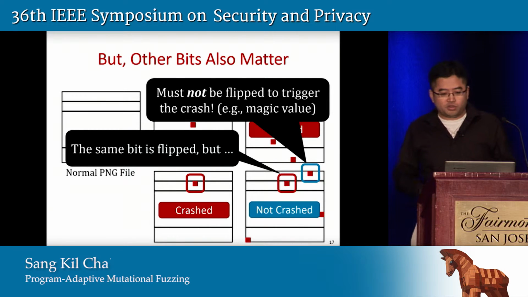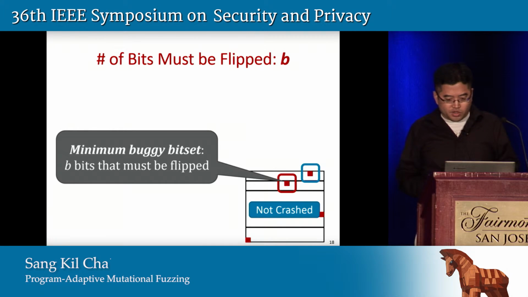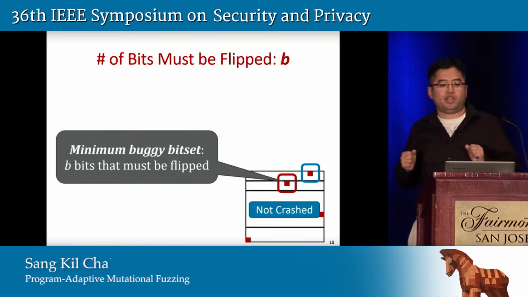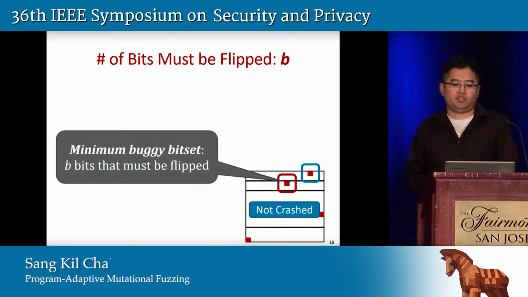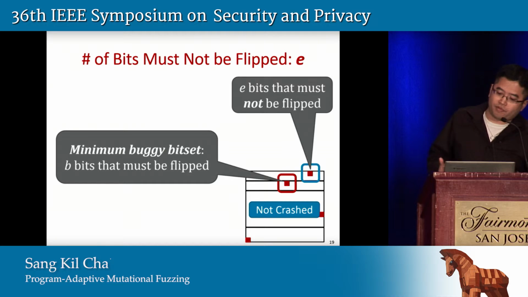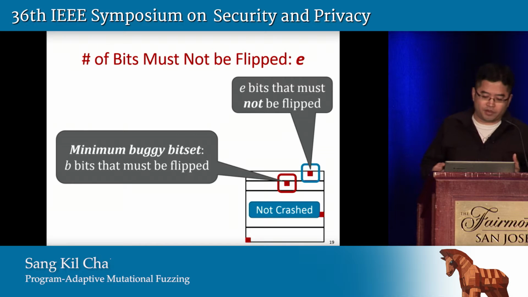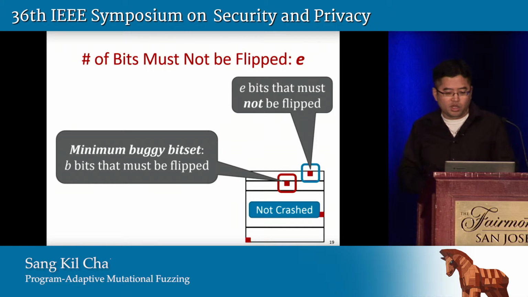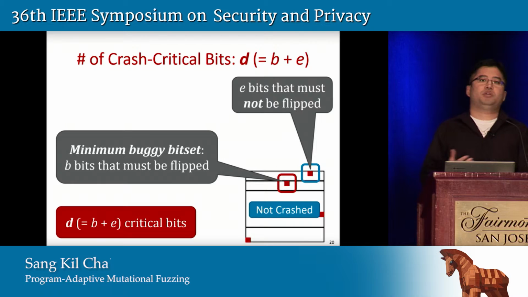From these observations, we notice that there are 2 kinds of critical bit positions. There are bit positions that must be flipped in order to trigger the crash, which we call the minimum buggy bit set. And we use small b to denote the cardinality of this bit set. The second kind is the bits that must not be flipped. And we are going to use small e to denote the number of bits that must not be flipped. And since both b bits and e bits are critical to trigger the crash, we're going to define the number of crash critical bits d, which is essentially b plus e.